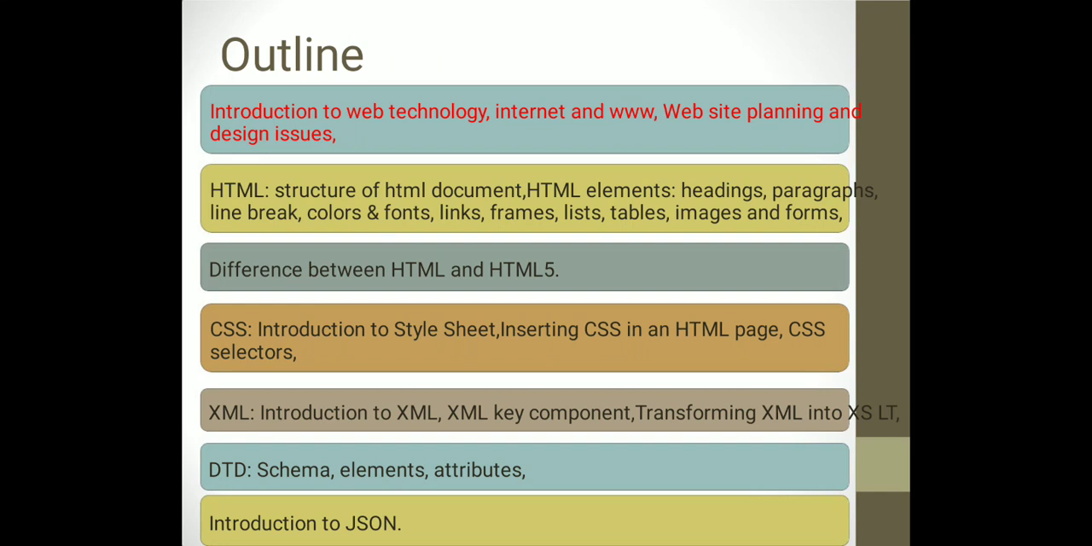Next point will be CSS, that is cascading style sheets. In that we will see the introductory part, then inserting CSS in HTML and CSS selectors. The next part will be XML. Again we'll see the introductory part of XML, XML key components, transforming XML into XSLT, and then DTD. In that, schema elements, attributes, and the last point will be introduction to JSON.